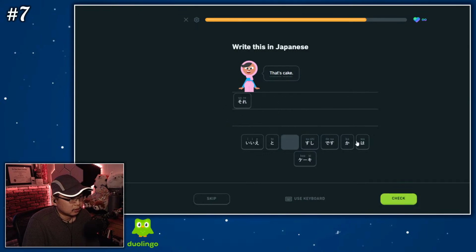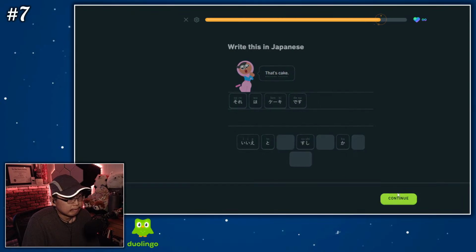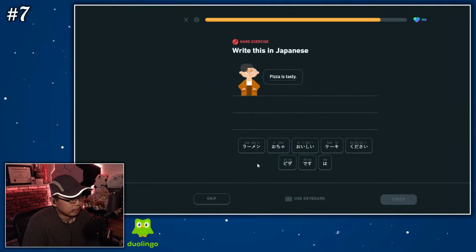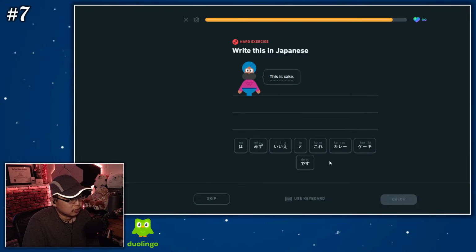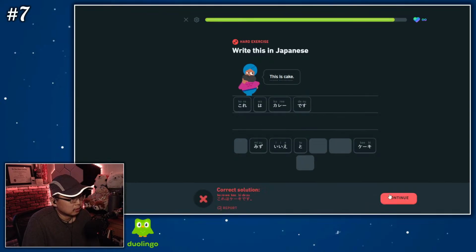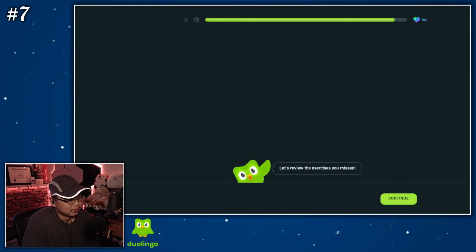That's cake. それはケーキです。ピザは美味しいです。これはケーキ、カレーです。Oh, what did I do? Oh, I said cake, but I picked up curry. Whoops.